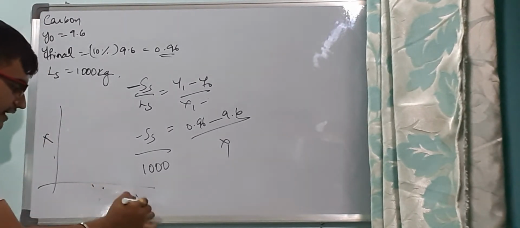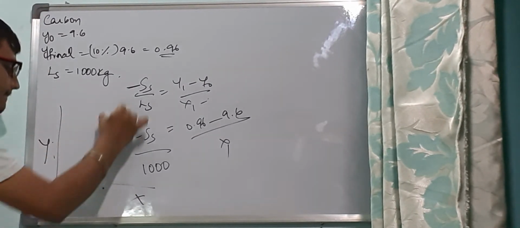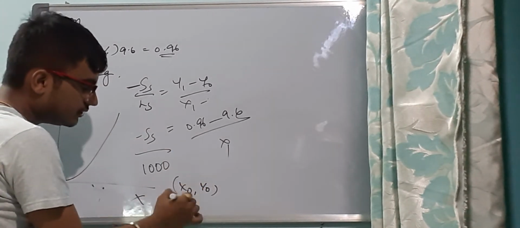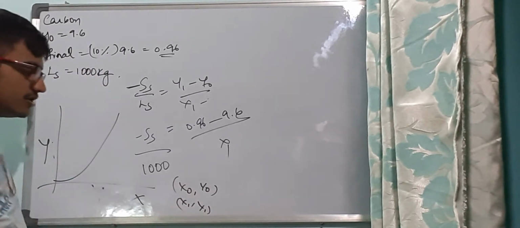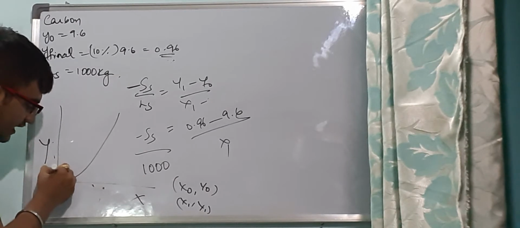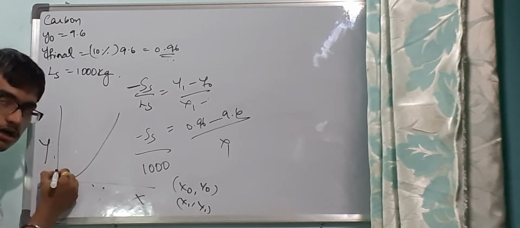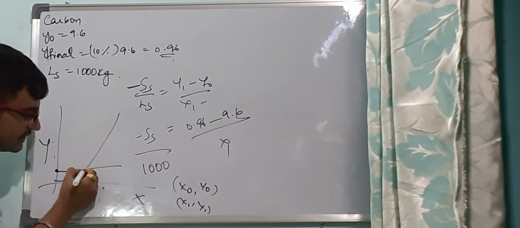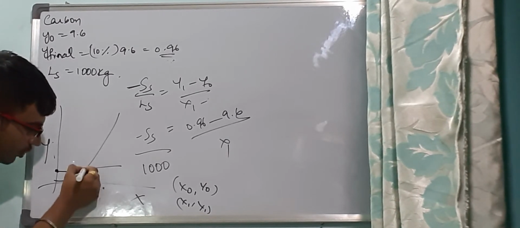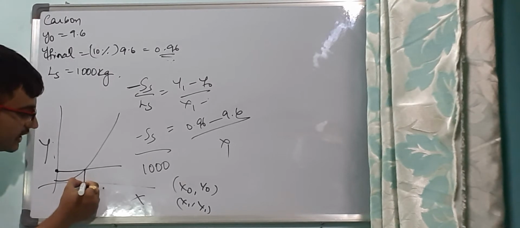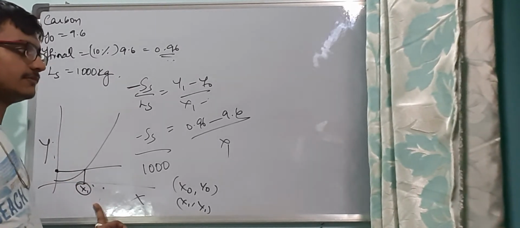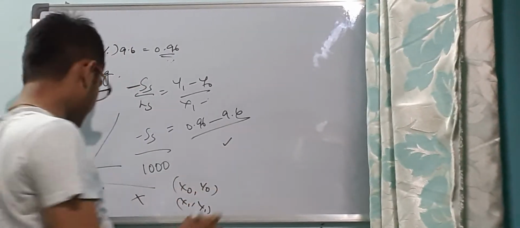X versus y data. So what are the points? x0, y0, x1, y1, right? So at y1, what is y1? Final value, which is 0.96. At 0.96, draw a straight line parallel to the x-axis. It will cut the equilibrium curve at a certain point, and then drop a line towards the x-axis. It will cut the x-axis at a certain point. That will be your x1. So you will get the x1 value from the graph.